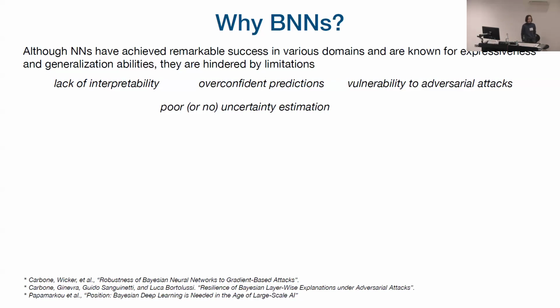Well, as you know, neural networks achieved quite remarkable performance across various domains recently, but they remain highly non-transparent and often regarded as black boxes. They tend to be overconfident in the predictions, provide poor, if any, uncertainty estimation, and are sensitive to adversarial attacks.